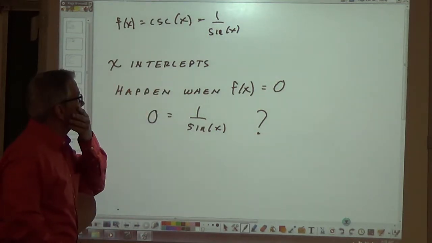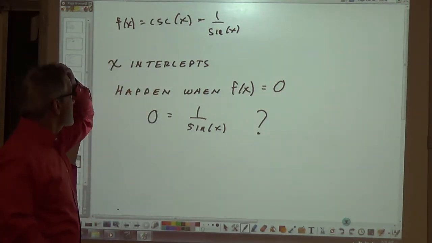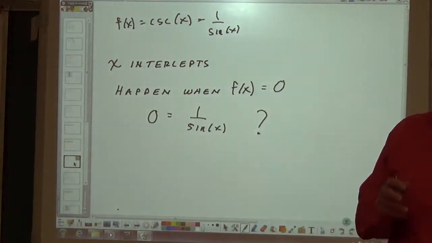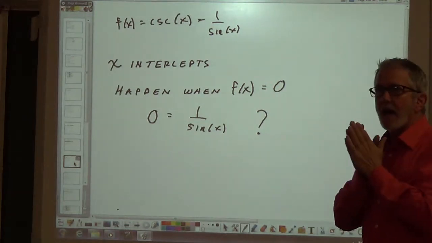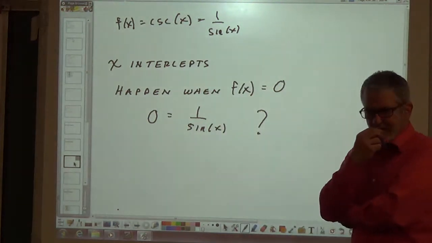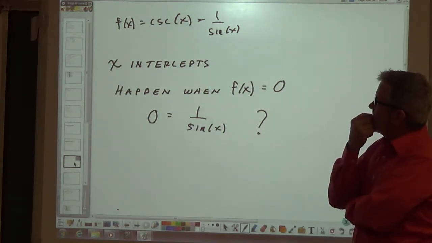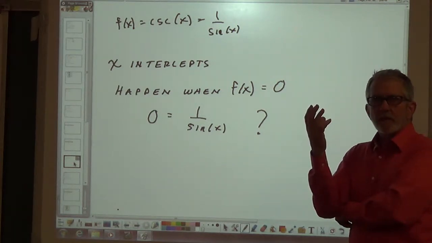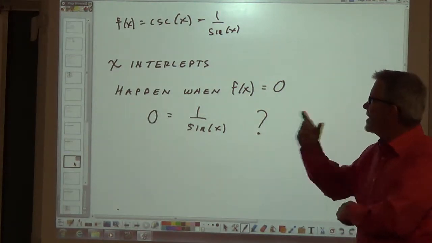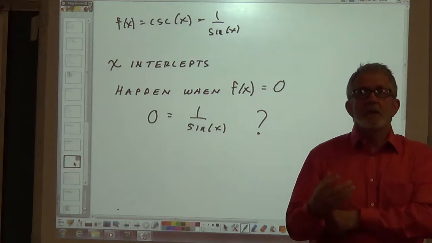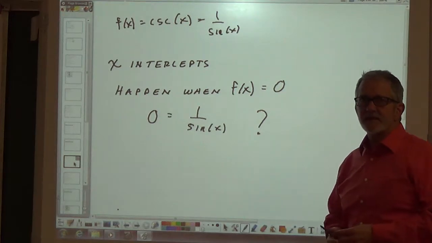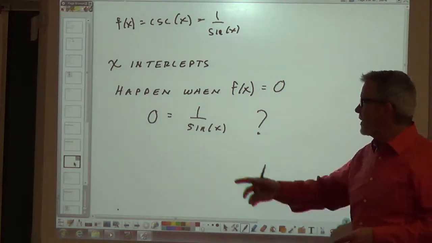Let's find the x-intercepts. Cosecant is 1 divided by sine x, and we know a fraction is 0 when the top is 0 and the bottom is not. That's when a quotient function is 0. When is cosecant 0? What are the x-intercepts of cosecant? Well, 1 is never 0. The graph of cosecant will never cross the x-axis. It never has x-intercepts. 1 is never 0.